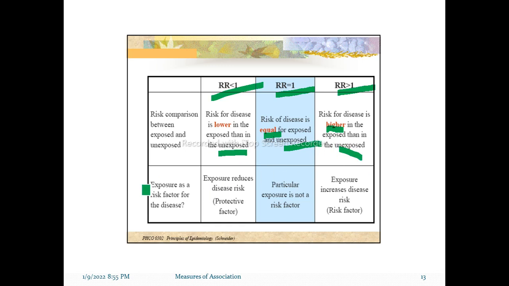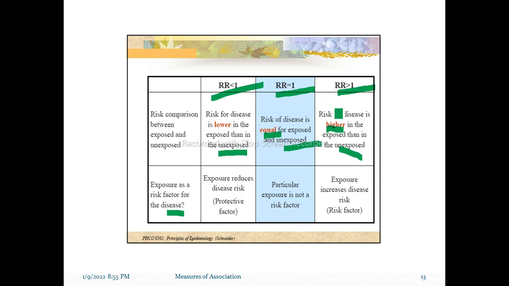So this is the risk comparison between exposed and unexposed. Exposure as a risk factor for the disease. When there is a relative risk less than 1, exposure reduces disease risk. So it is a protective factor. Relative risk equal to 1: a particular exposure is not a risk factor in this case.